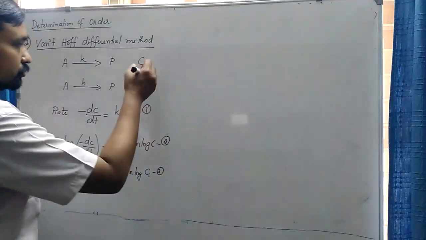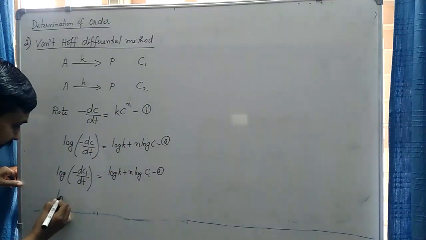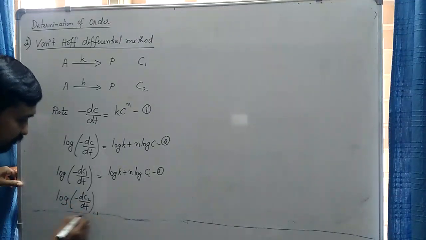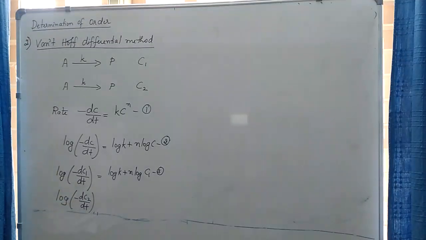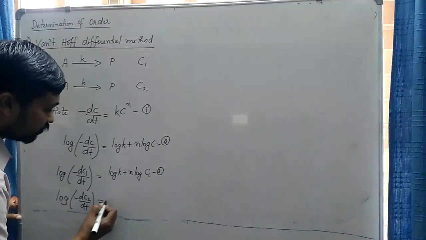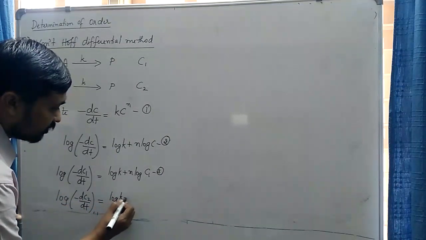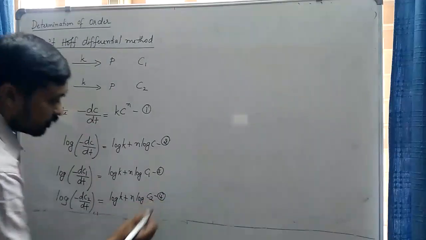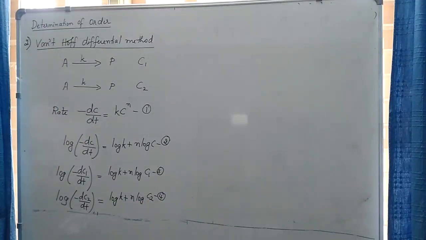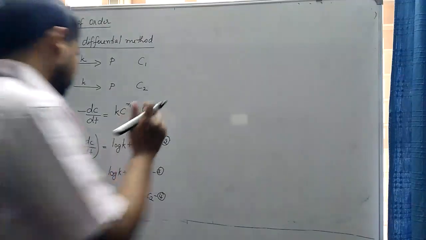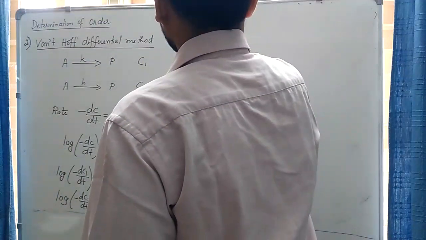Similarly, if I apply equation 2 to the second run, log(-dC2/dt), that is the initial rate of the second reaction carried out at concentration C2, will be log K + n log C2. Now let us subtract one from the other, that is, perform equation 4 minus equation 3.